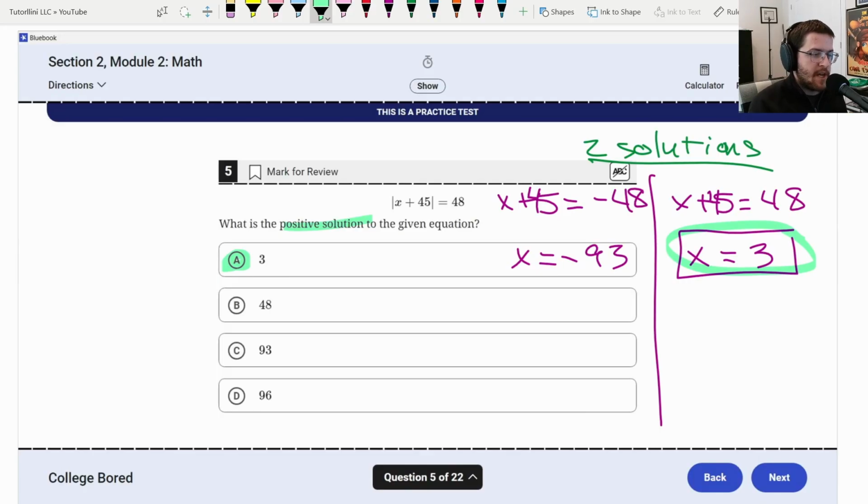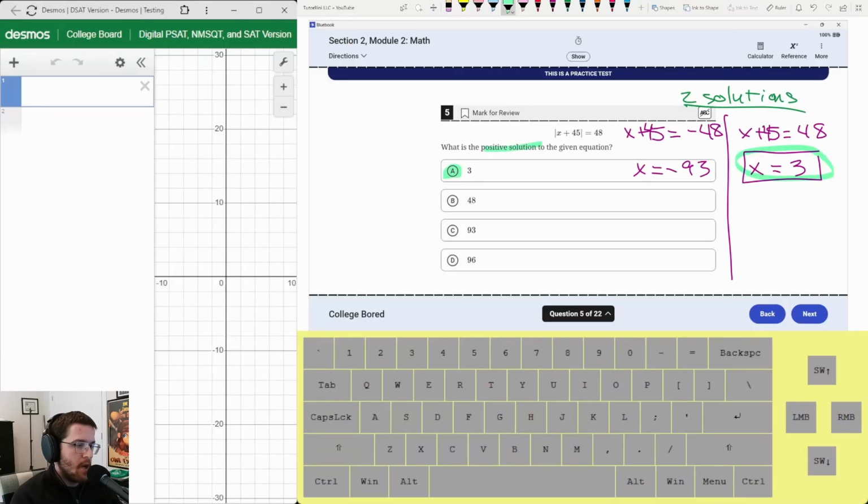We can also do this one entirely on Desmos, so let's go do that. All right, so we could just type in the equation verbatim, but for whatever reason, Desmos does not like it when it won't let you click on the solutions when you have an absolute value. So let's break it up into a system. Y equals absolute value x plus 45, and then y equals 48.